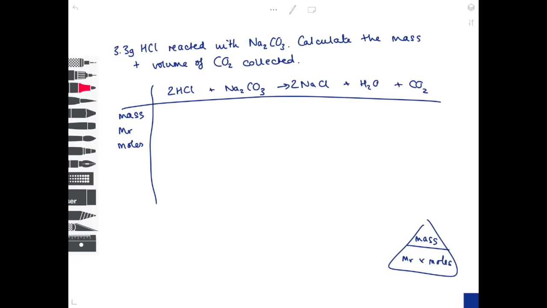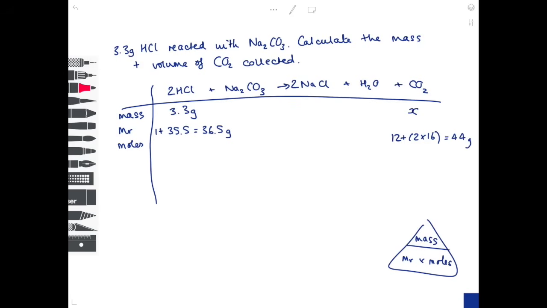So what have we been given in the question? Well, we know 3.3 grams of hydrochloric acid reacted, and we know we need the volume and mass of carbon dioxide, which is why my X goes here. Now the MR, use the periodic table. Now make sure you're just adding up the hydrogen and the chlorine. You're not including the 2 in this. So it's just 1 plus 35.5 equals 36.5 grams. The MR of carbon dioxide is going to be 12 plus 2 lots of 16, which is 44.